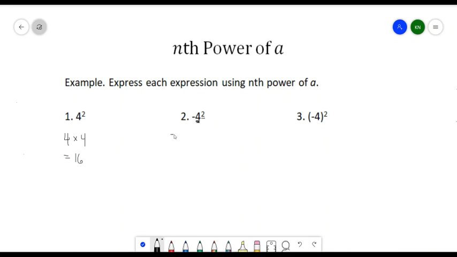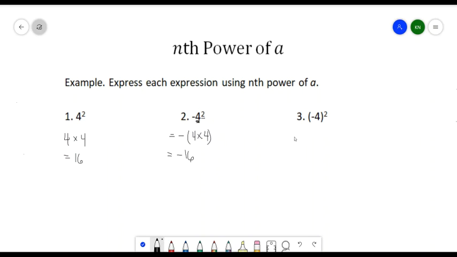So that gives us negative 4 times 4. Class, you have to remember that if the base is not enclosed by a parenthesis, you cannot assume that the negative sign is included in the multiplication, because that will give you a wrong answer. So for this one, negative 4 times 4 is negative 16.